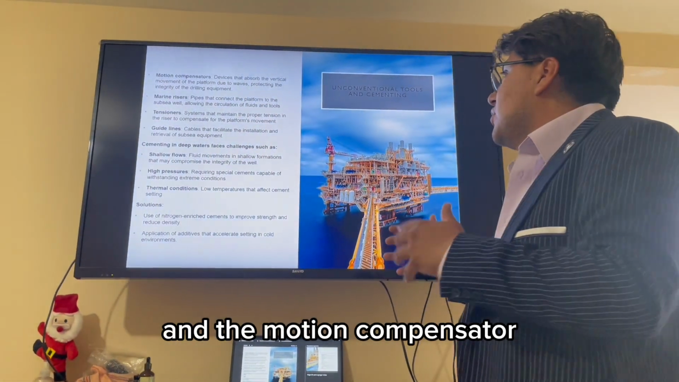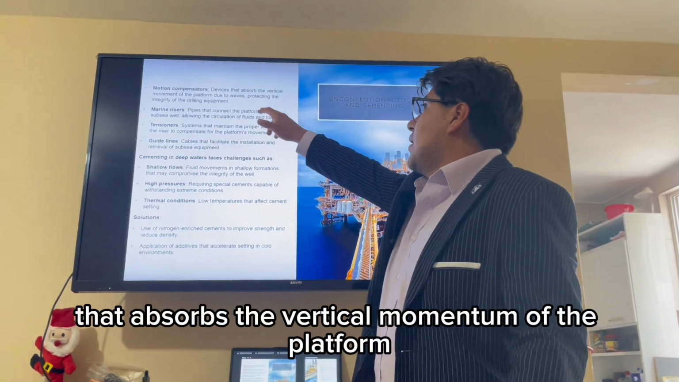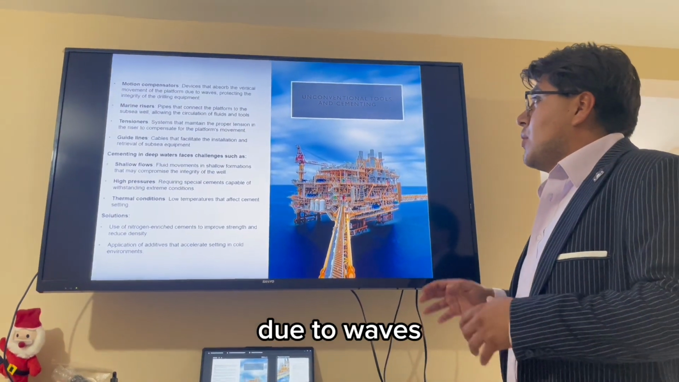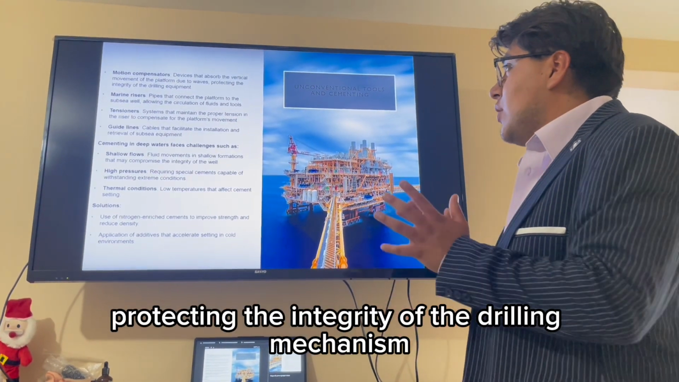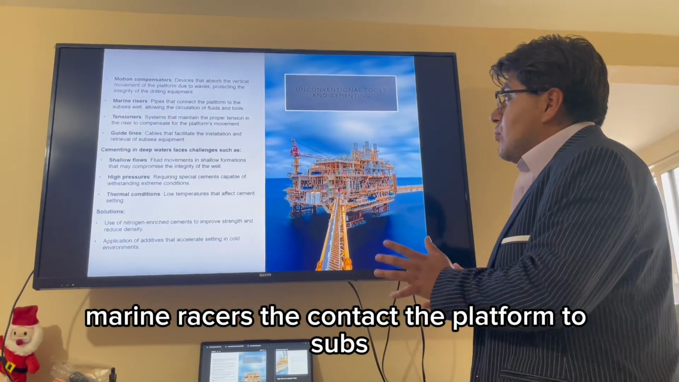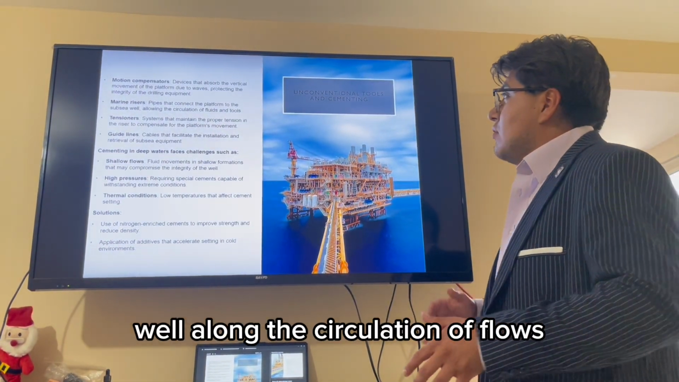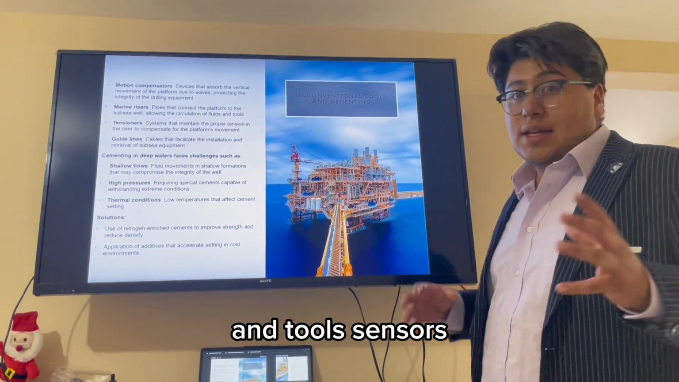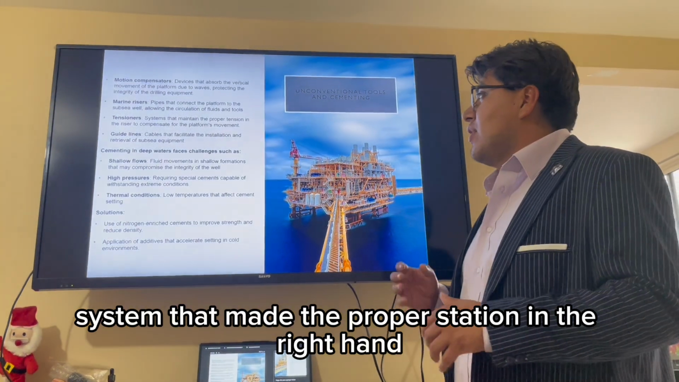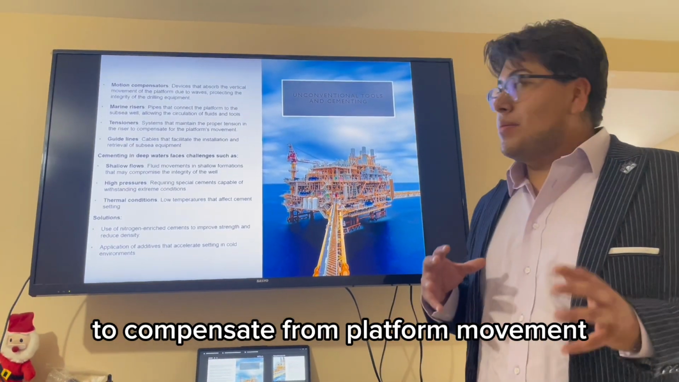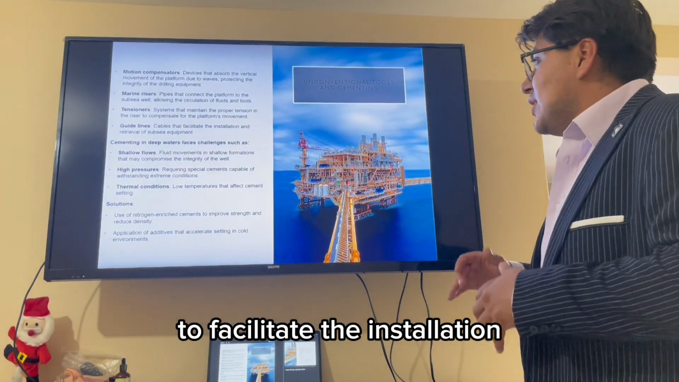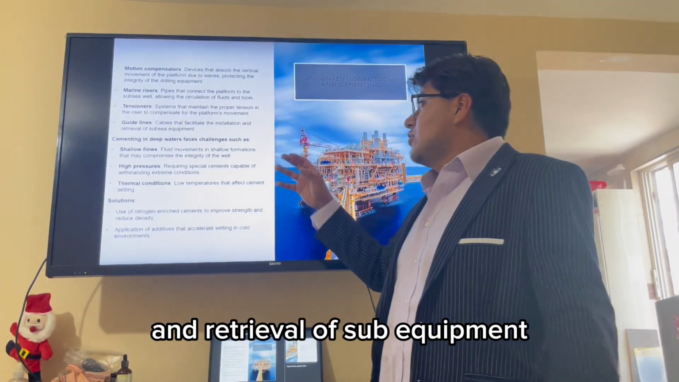The motion compensator absorbs the vertical movement of the platform due to waves, protecting the integrity of the drilling equipment. Marine risers are pipes that connect the platform to the subsea wellhead, allowing the circulation of fluids and tools. Tensioner systems maintain the proper tension in the riser to compensate for platform movement, and winches, lines, and cables facilitate the installation and retrieval of subsea equipment.